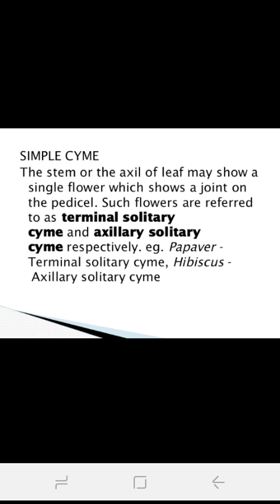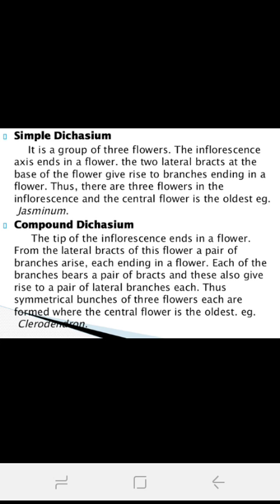First type is simple cyme. The stem or the axis of the plant may show a single flower, and such flowers are referred to as terminal or solitary cyme, a single flower. Example, hibiscus. Then you can call it a simple dichasium. In the second one, the inflorescence axis ends in a flower. Then on its lower side again two more flowers arise. That lower part gives rise to branches ending in flowers. Example is Jasminum.